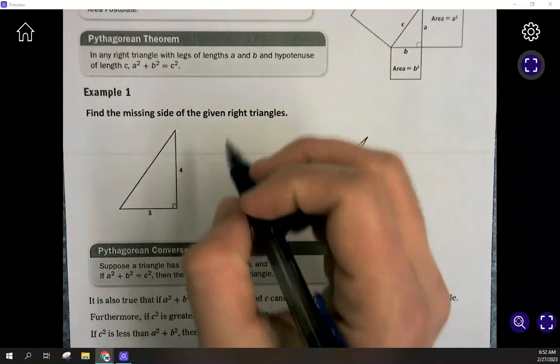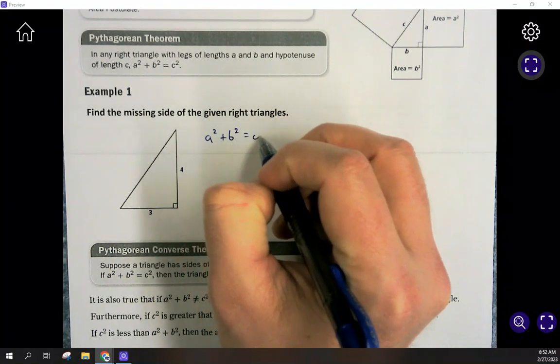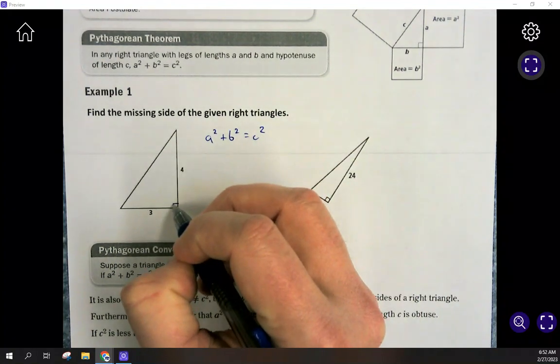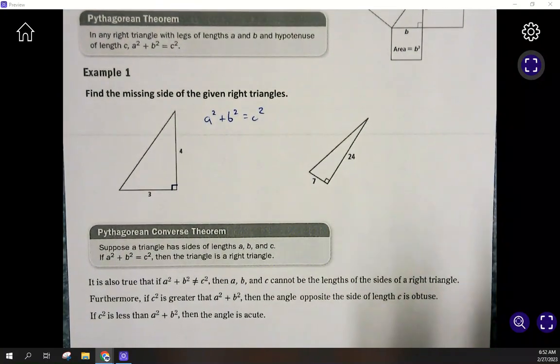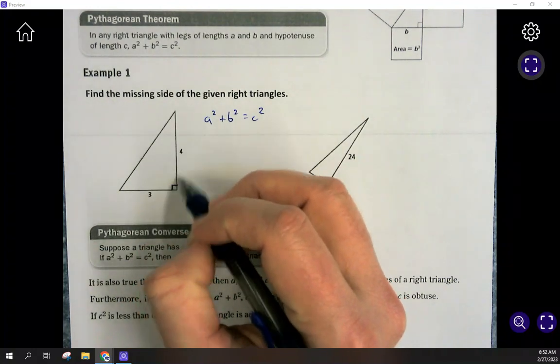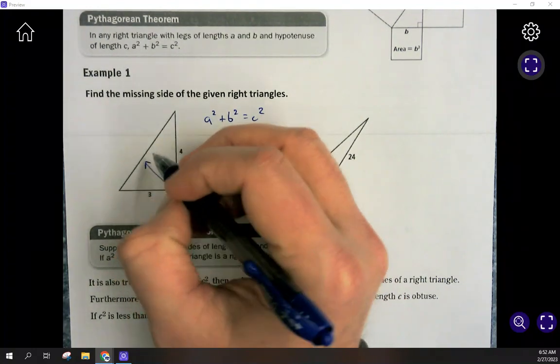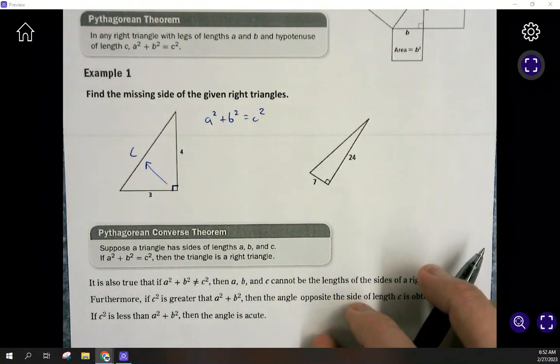In example number 1, make sure we remember how to set these up. So we have a squared plus b squared equals c squared. Again, this only works in right triangles. This does not work in all triangles, just right triangles. A and b must be the two legs which come out from your 90. And then c is always across from your 90. It's your longest side, it's your hypotenuse.